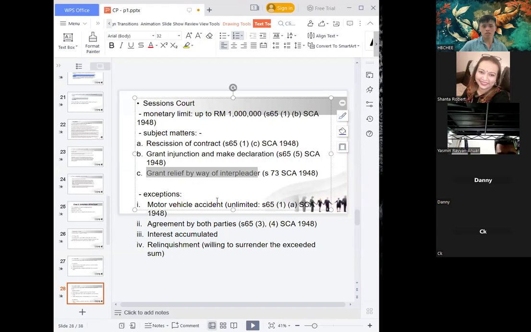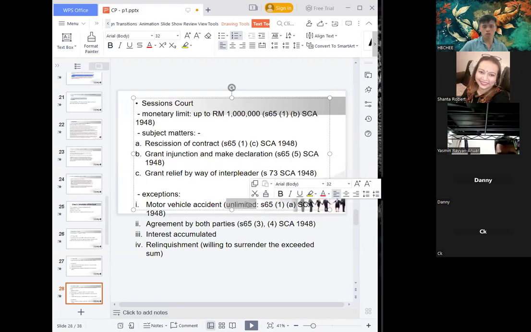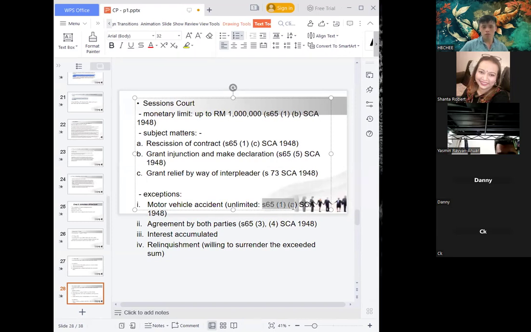However, there are certain exceptions. The first exception is motor vehicle accident. You have unlimited monetary jurisdiction. I am not sure whether your lecturer mentioned it during your GP days already. I think if you all notice, in the past few years when we are doing the statement of claim for the tort, we are filing the action in Sessions Court, because under section 65(1)(a) of the SCA 1948, Sessions Court has the unlimited monetary jurisdiction for motor vehicle accident. So no matter your claim is more than 1 million or 2 million, you can still file in the Sessions Court. Then the second, third, and the fourth one is same as your magistrate court.